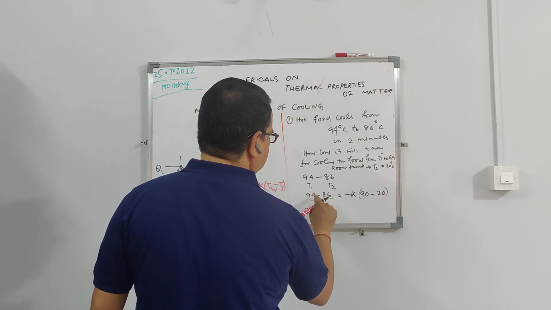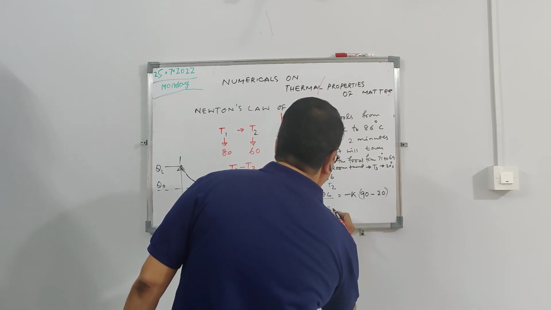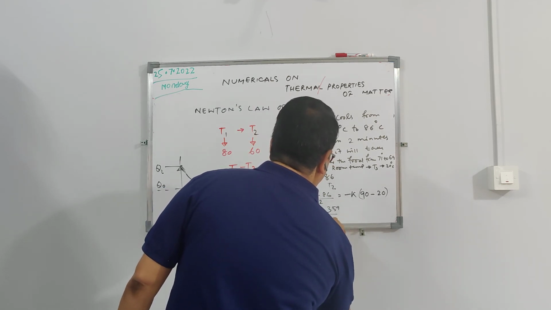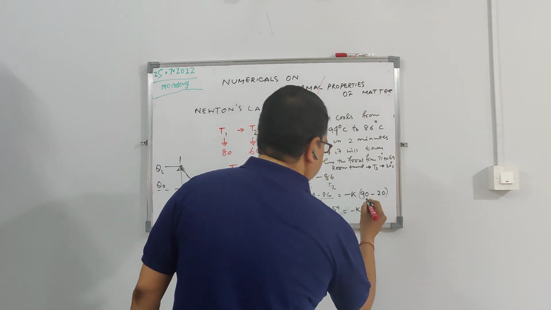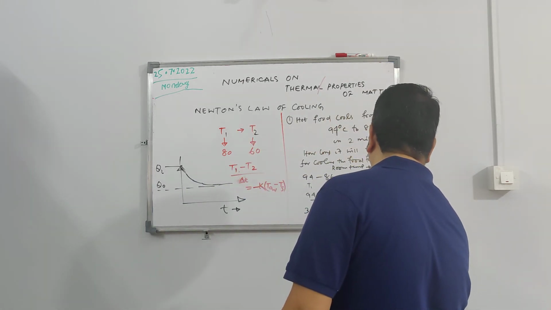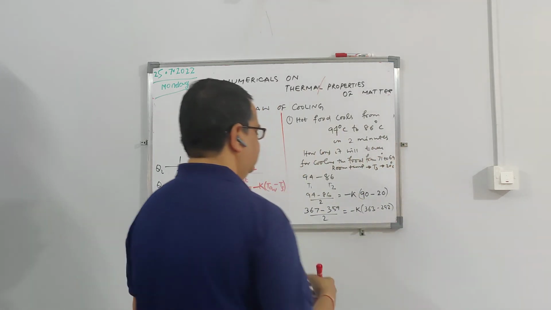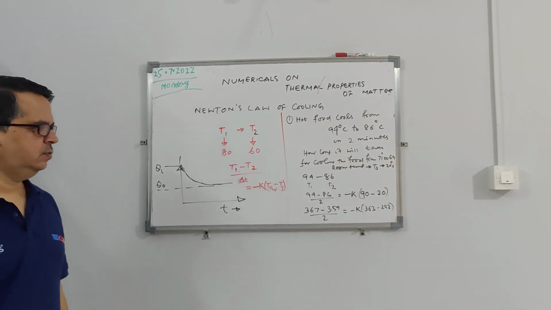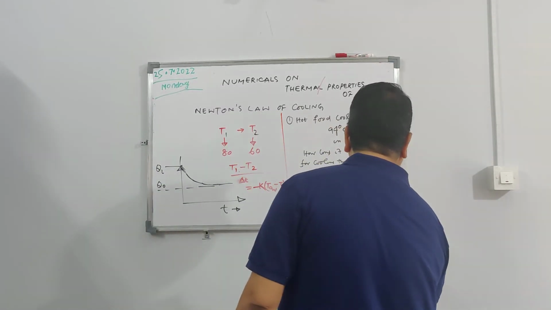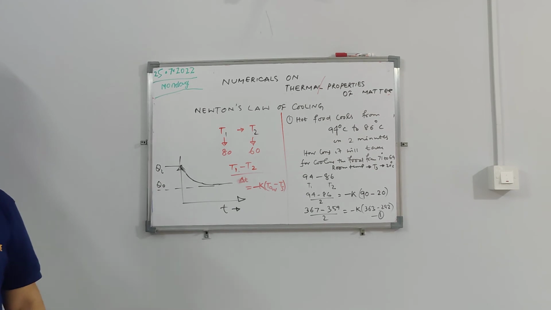How much less? 8 less. 359. 359 divided by 2 is equal to minus K. This is 373, 363, and this is 293. So this is equation 1.